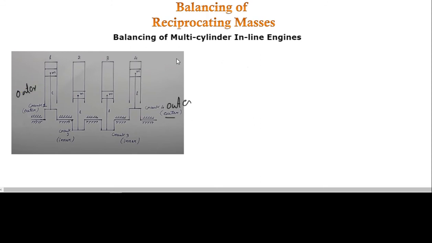If you have a six cylinder engine, then the first and the sixth will be the outer cranks. And in this diagram, crank 2 and crank 3, representing cylinders 2 and 3, will be inner cranks. All these are rotating in different planes, 1, 2, 3, 4. The number of cylinders itself gives the planes.